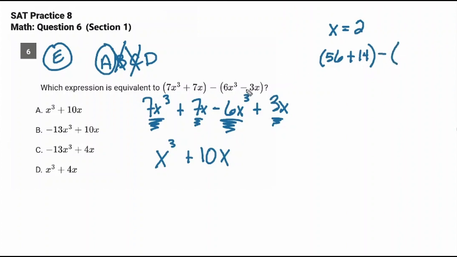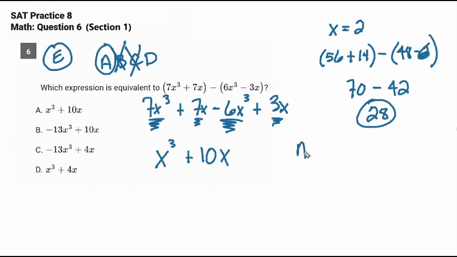minus 6 times 8, which is 48, minus 3 times 2, which is 6. So 56 plus 14, don't be afraid to use your calculator, that's 70, minus 48, minus 6. That's 70 minus 42. Even I'm going to use my calculator on this, and I'm going to get 28. So 28 is my target. I'm going to circle it, go down to the answer choices. A says x to the third. I said x is 2, so that's 8 plus 10 times 2. 8 plus 20, that's 28.